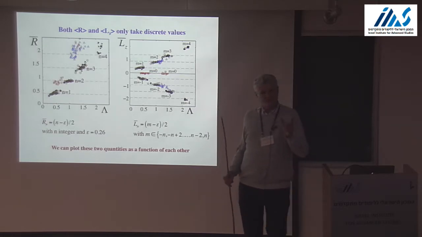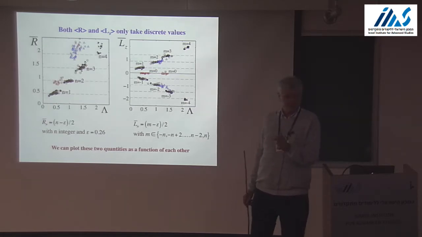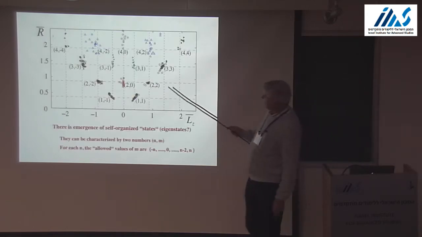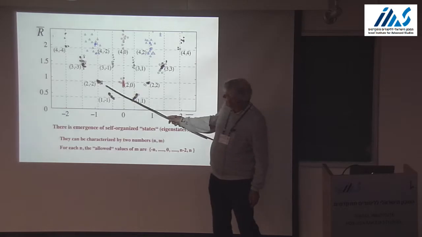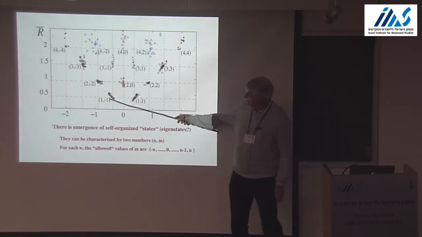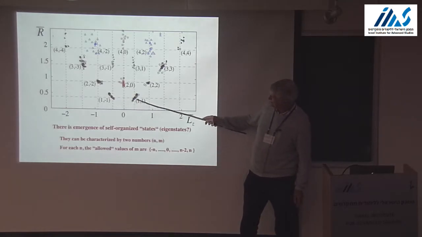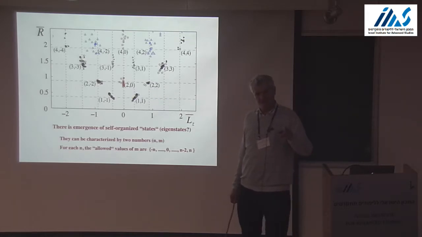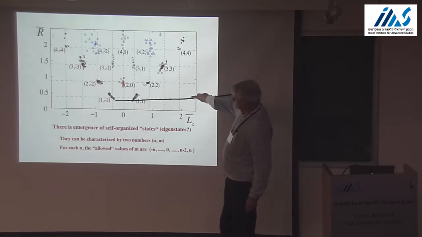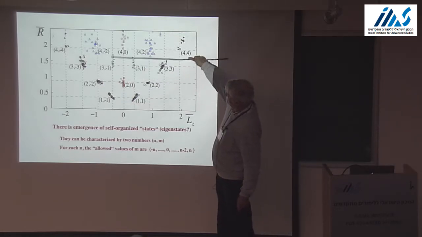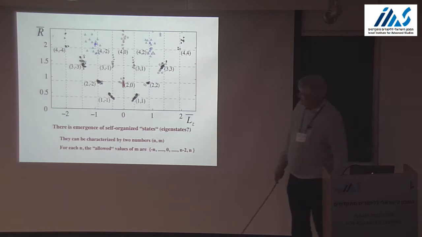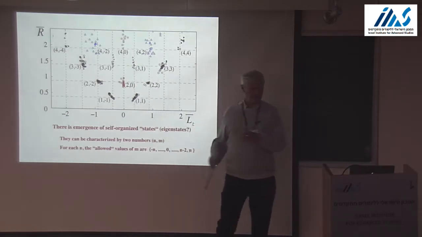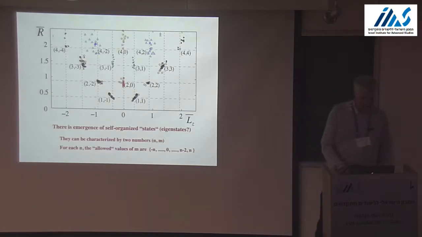So instead of plotting the mean radius and the mean angular momentum as a function of the width of the well, you can plot them as a function of each other, and in which case you find that the stable orbits are characterized by two numbers, one which is linked with their size, the first one here, and the second one which is linked to the angular momentum. Okay, so you have a first level here, second one, third, fourth one. And of course, this is symmetrical because you can have rotation in one direction or the other.